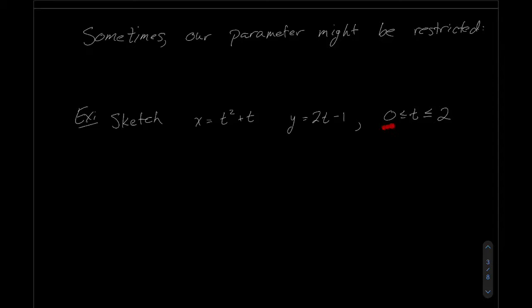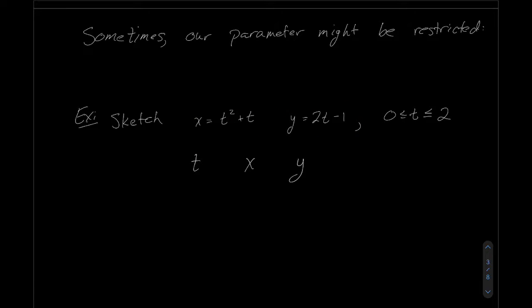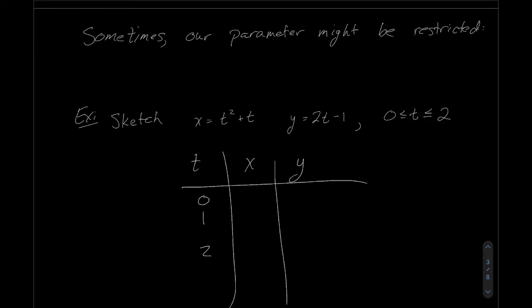Now sometimes our parameter might be restricted. It wasn't last time, but now we have t between 0 and 2. So now we're just going to look at points between 0 and 2. Let's make the same chart, t, x, and y. Notice that we actually have the same functions as before, and that's no coincidence. We're choosing functions that we already have to see how they change with different situations. So we'll say 0, 1, and 2.